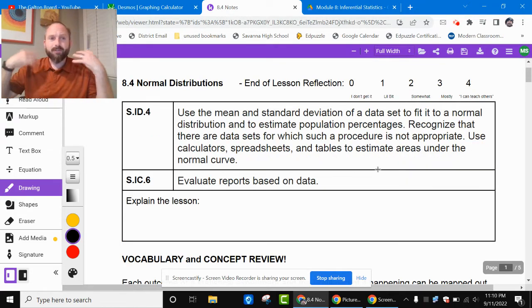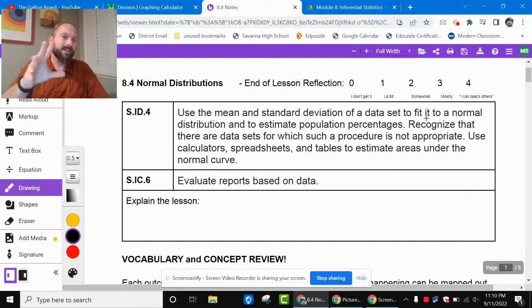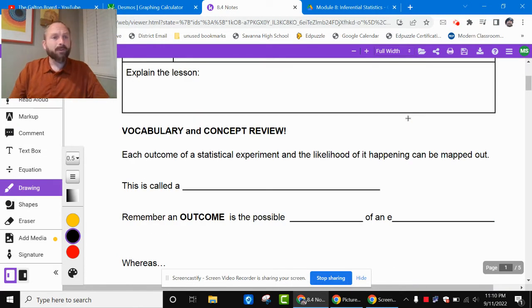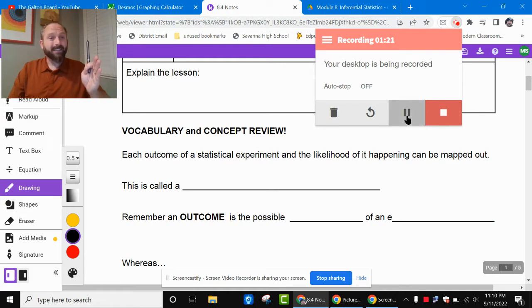Something to get you to evaluate yourself is to understand the idea of explaining the lesson and trying to write a quick little sentence. So please, if you can, after you're done, write a quick sentence. What is the basic gist of this lesson? Now, before we jump into any of the examples that we have, I want you to go over some vocabulary and concepts with me.